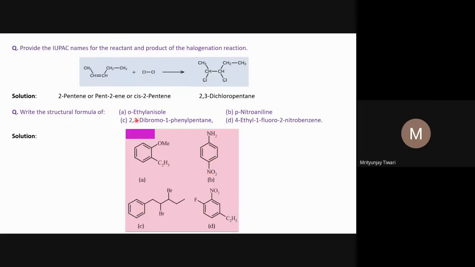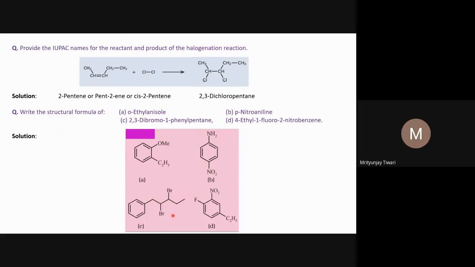Now this compound: 2,3-dibromo-1-phenylpentane. So the pentane is written. We'll first write pentane, 5 carbon atoms, and then we'll see 2,3-dibromo, and at the second and third positions we add dibromo, meaning 2 bromine atoms. And 1-phenylpentane: the phenyl group will be added at the first carbon atom, and then we'll add the hydrogen atoms accordingly.